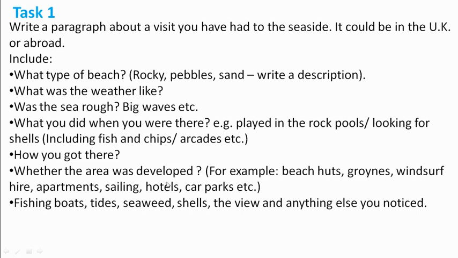And then I want you to talk, using your geographical vocabulary as well, about whether the area was developed. So did they have beach huts? Did they have the groins that we've seen that stop the erosion? Was there sailing, windsurf hire? Were there apartments, hotels, car parks, etc.? And then mention if there was any fishing, which there might have been. Did you notice the tide? Was the tidal range high? Seaweed, shells, the view, or anything else that you noticed? So you're going to choose somewhere that you've been and write a paragraph about it. Here's my example, which is about going to Aberdeen Beach in the northeast of Scotland.